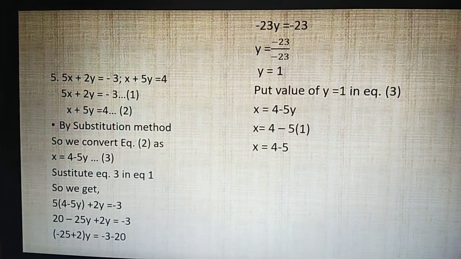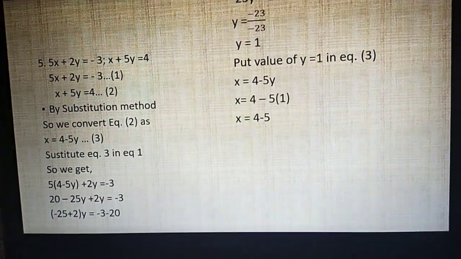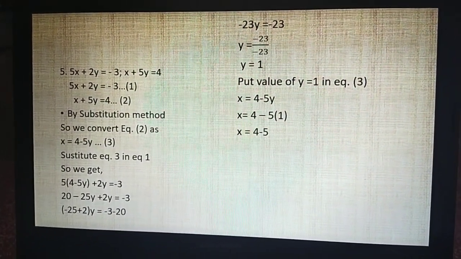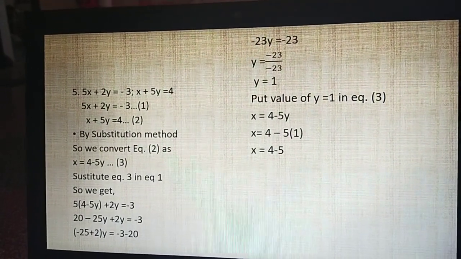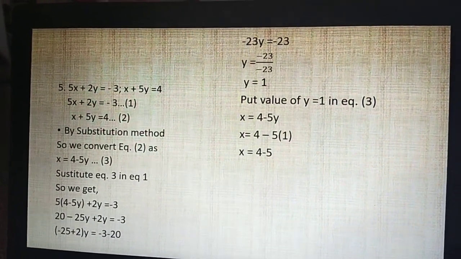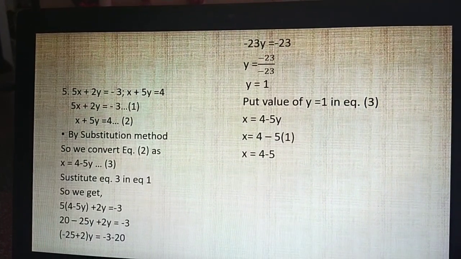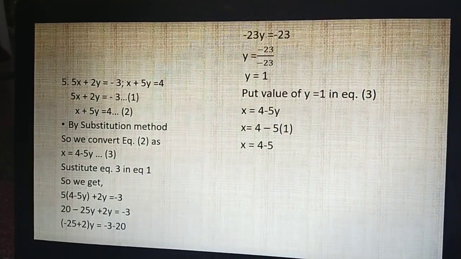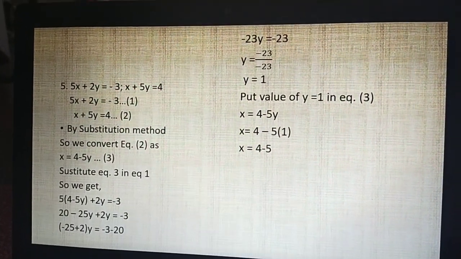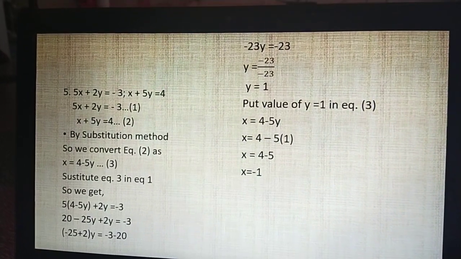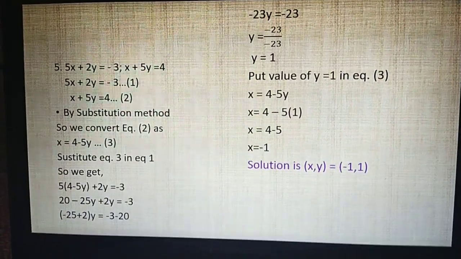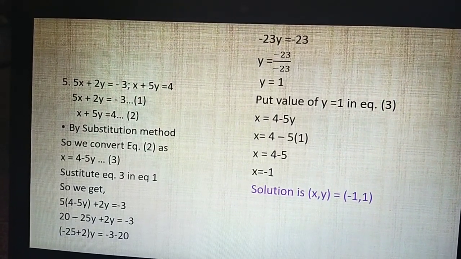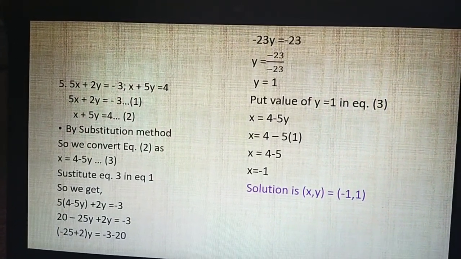Now here we have opposite signs. We have plus sign for 4 and minus for 5. So x equals, we subtract the numbers. The rule says: subtract the numbers and give the greater number's sign. So 5 minus 4 is 1. But which is the greater number here? 5. What is the sign? Minus. So x equals minus 1. So your solution is (x, y) equals (minus 1, 1), where minus 1 is the x value and 1 is the y value.